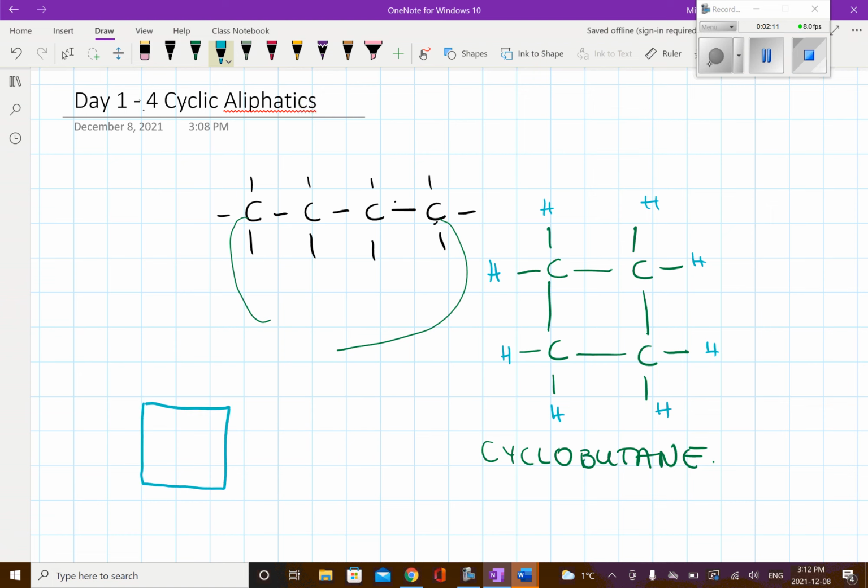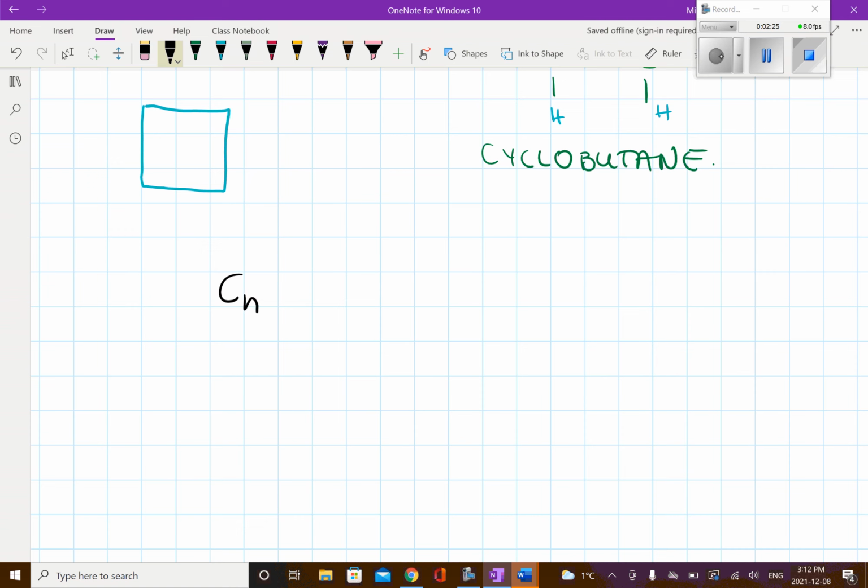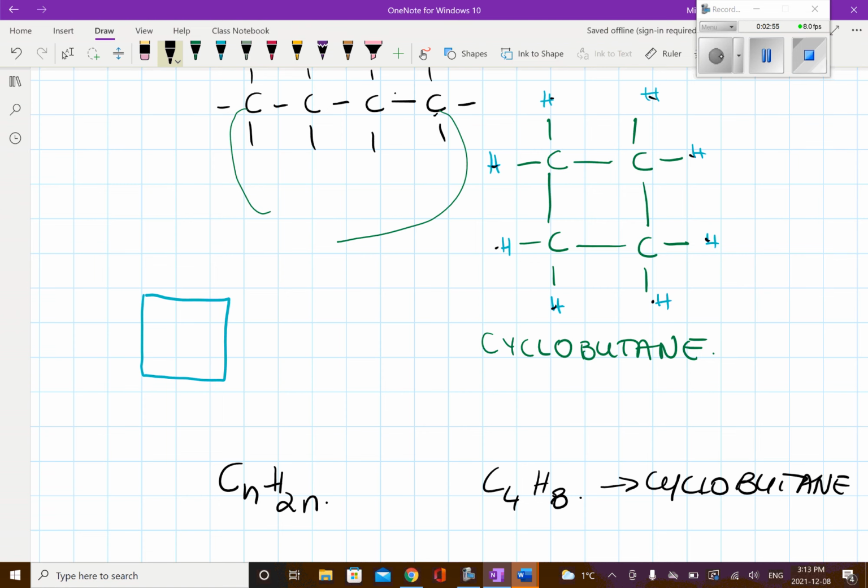The general formula for cyclic aliphatics will be CnH2n. So in this case, if we have 4 carbons, it will be C4H8, and this is cyclobutane. You can see it here. Even in our example that we had here, we have 1, 2, 3, 4, 5, 6, 7, 8 hydrogen.